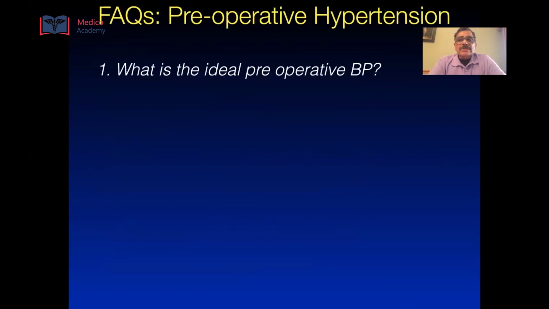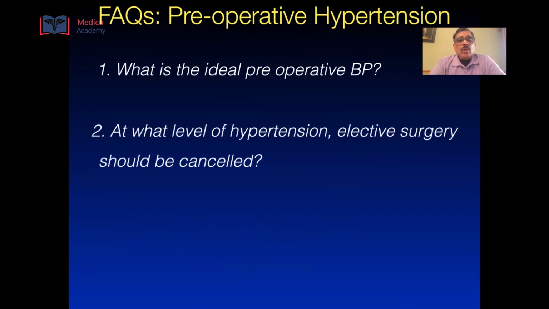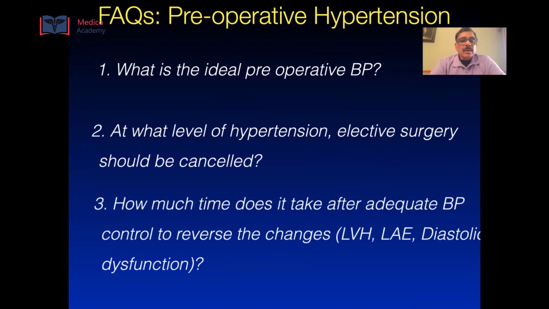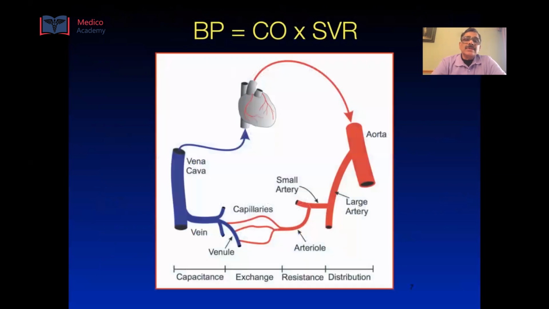Other frequently asked questions or curiosities we have is, what is the ideal preoperative blood pressure? At what level of hypertension should elective surgery be cancelled or postponed? And how much time does it need after adequate control of the blood pressure to reverse the changes in the heart, that is left ventricular hypertrophy, left atrial enlargement, and diastolic dysfunction? So those are some of the questions.